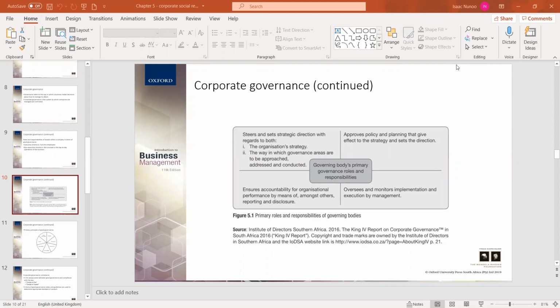So after the board, we have what we call the setup under the board of directors. We have other managerial appointees. And what they tend to do is oversee and monitor the execution by management or by the directors to whom the board has appointed them or given some responsibilities to help.